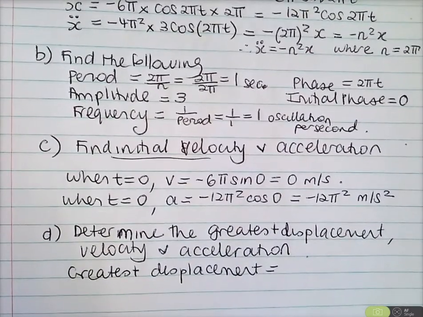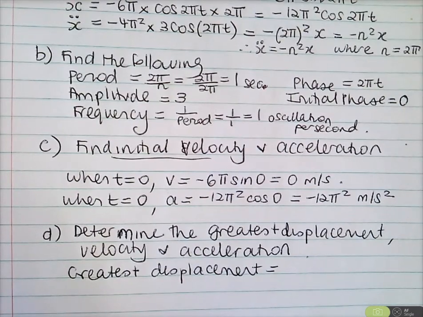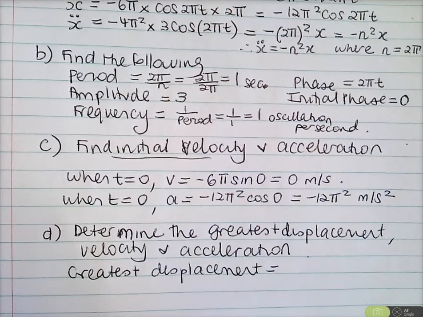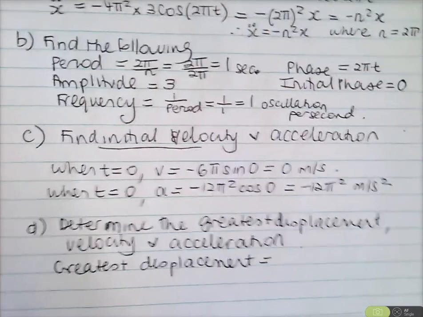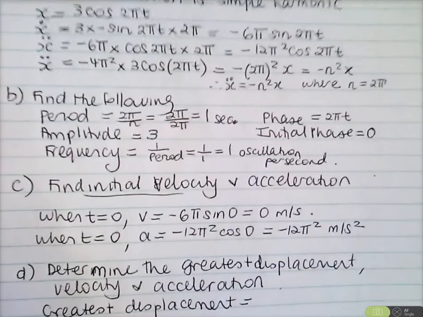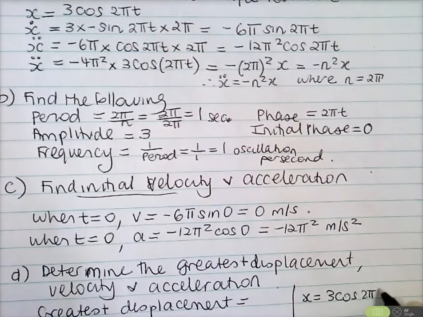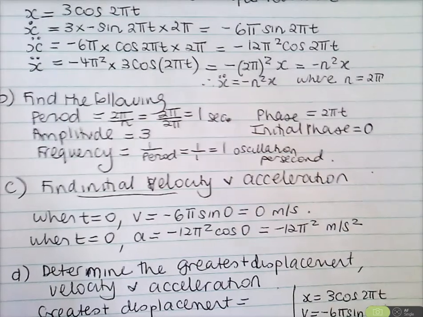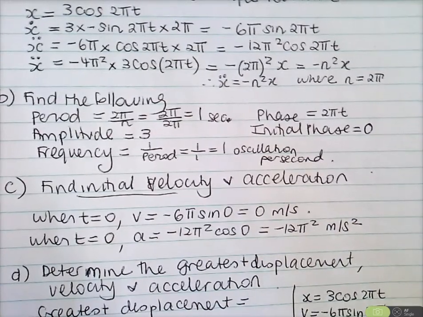Now, I've got to draw some graphs soon. Okay, next bit, determine the greatest displacement, velocity and acceleration. So we want the greatest displacement. We better put the equations up, otherwise we can't do this. So I'm going to write the equations. X equals 3 cos 2 pi t. V equals negative 6 pi sine 2 pi t. And acceleration is negative 12 pi squared cos 2 pi t.